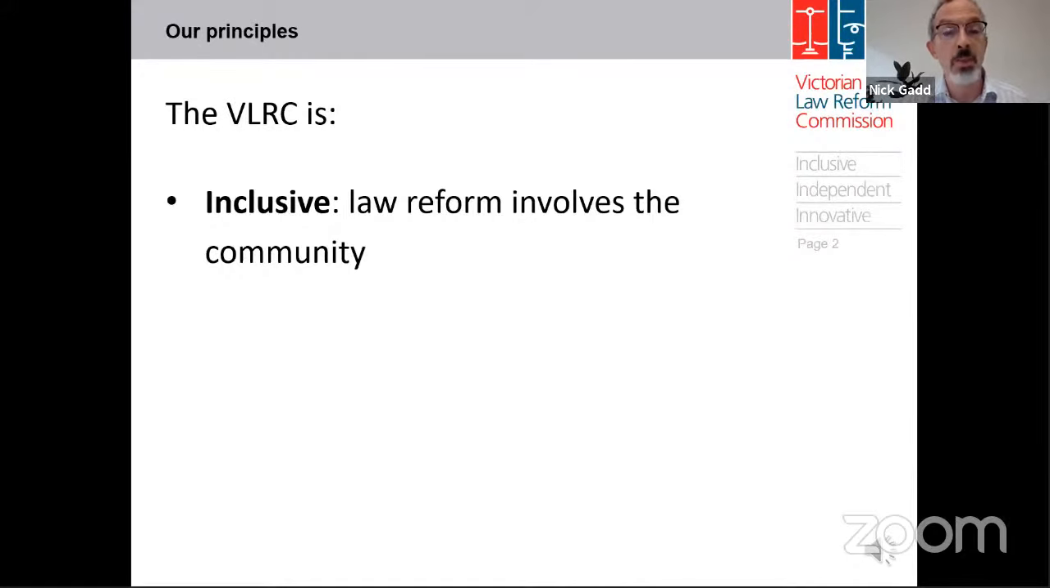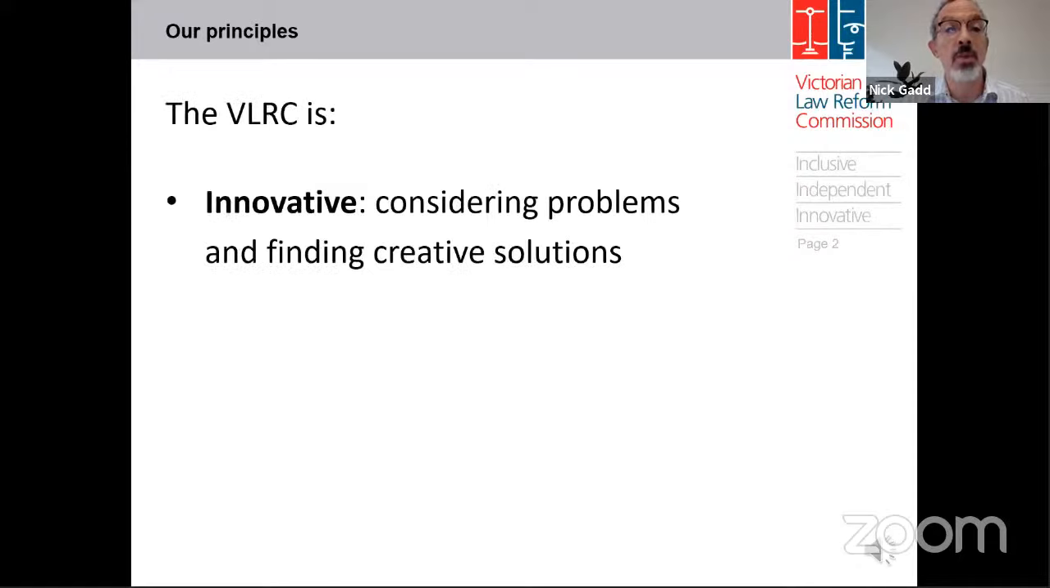So these three words: independent, inclusive, and the third one, innovative. The VLRC considers problems and finds new creative solutions. And when we're looking at something like the inquiry I just mentioned, contempt of court relating to social media, well, that's a very innovative area of law. So we have to be thinking of new solutions.